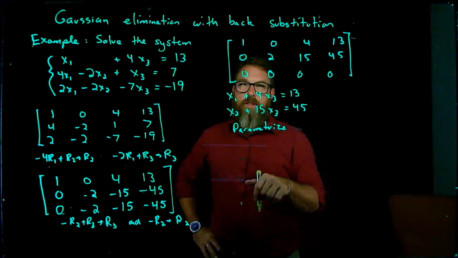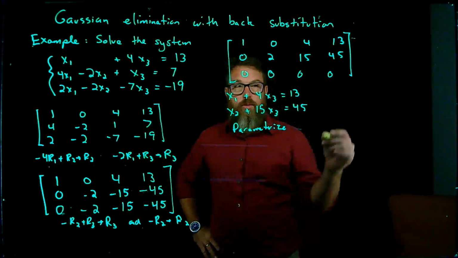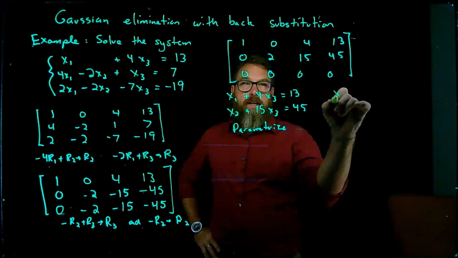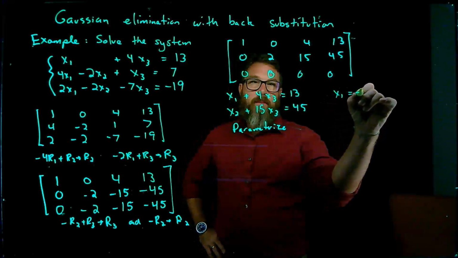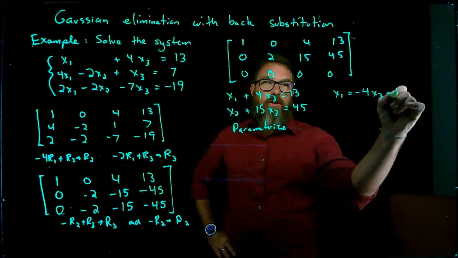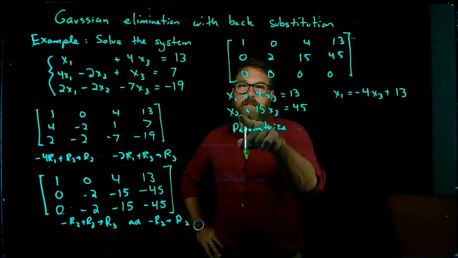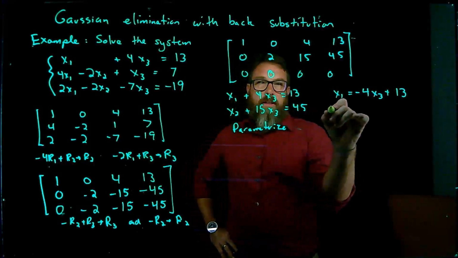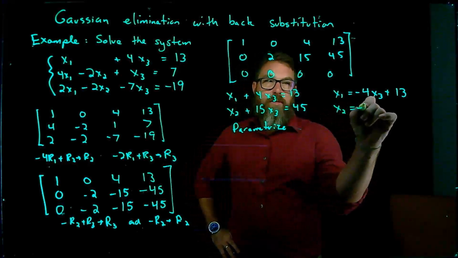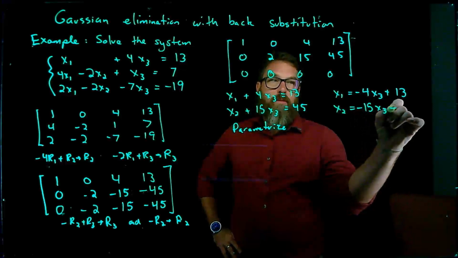Okay, so in order to parameterize this, it's really easy to see what variable both of these equations have in common. You can see that it's going to be x3. So what I can say is I can solve this for x1. I can say minus 4x3 plus 13. And similarly, this has an x3, so I can send that to the other side. So x2 is equal to minus 15x3 plus 45.